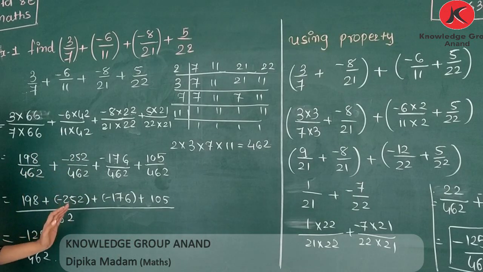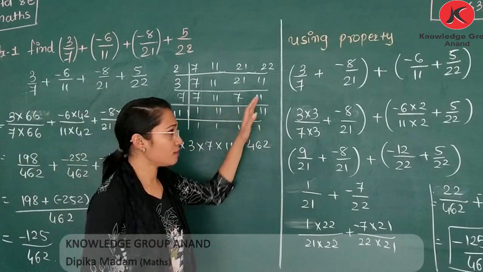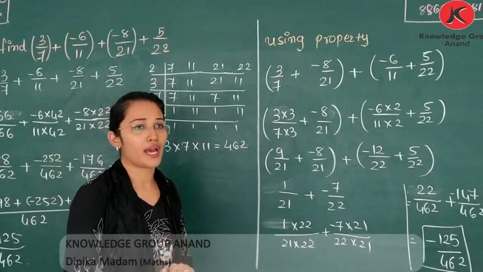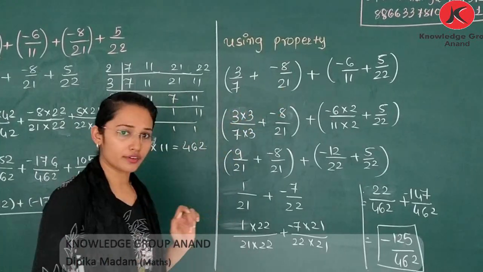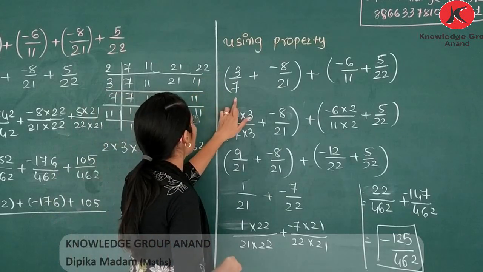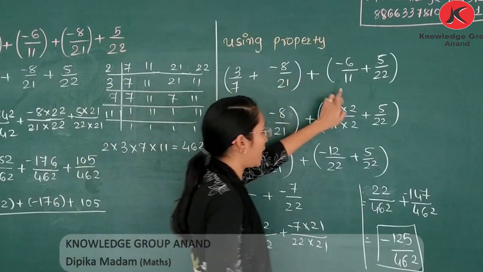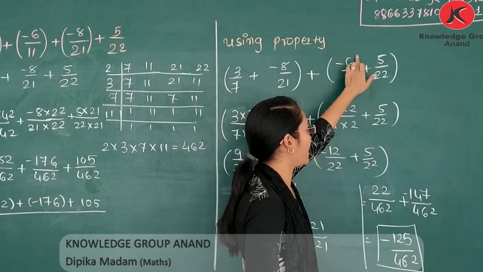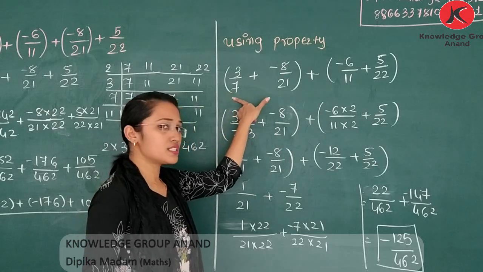But if we use the property of grouping, or you can say commutative, then we can solve this example by this method. First we make a group of the first and third rational numbers, that is 3 by 7 plus minus 8 by 21. Then we make a group of minus 6 by 11 and 5 by 22. We will solve the first bracket first.